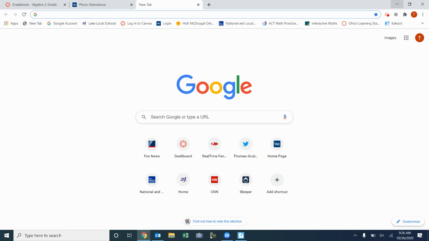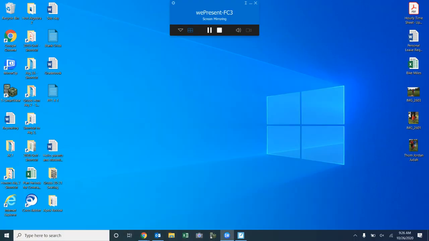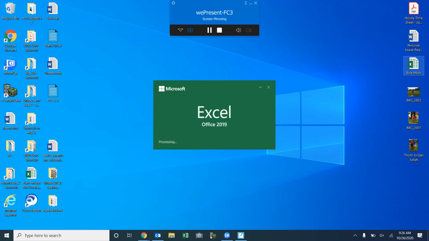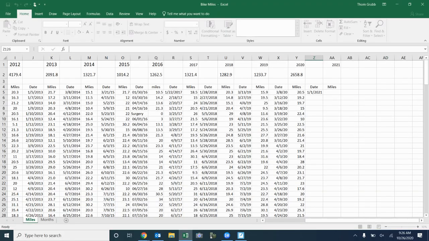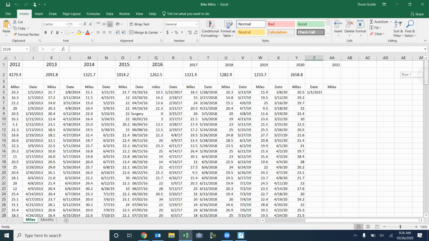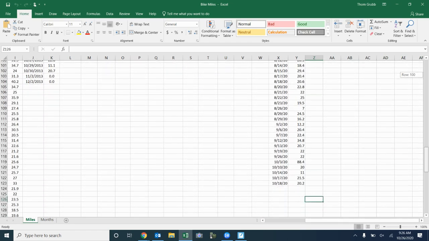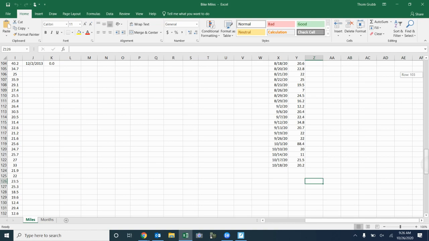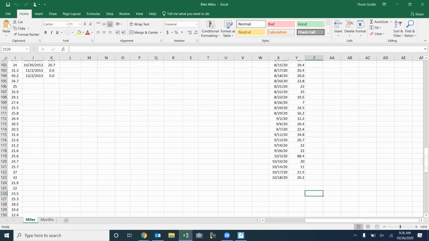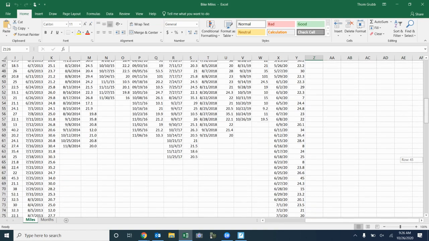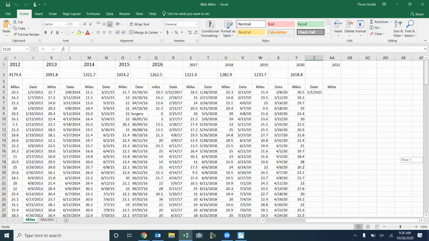I'll show you one of my favorite ones that I have, and that is my bike miles. Hopefully you'll be somewhat impressed by my wonderful biking. Okay, so here it is, 2020. I've ridden 2,658 miles. So there's all the dates and the times I've ridden this year. On 10/18, I rode 20 miles. So I have it separated out. And here are other years.